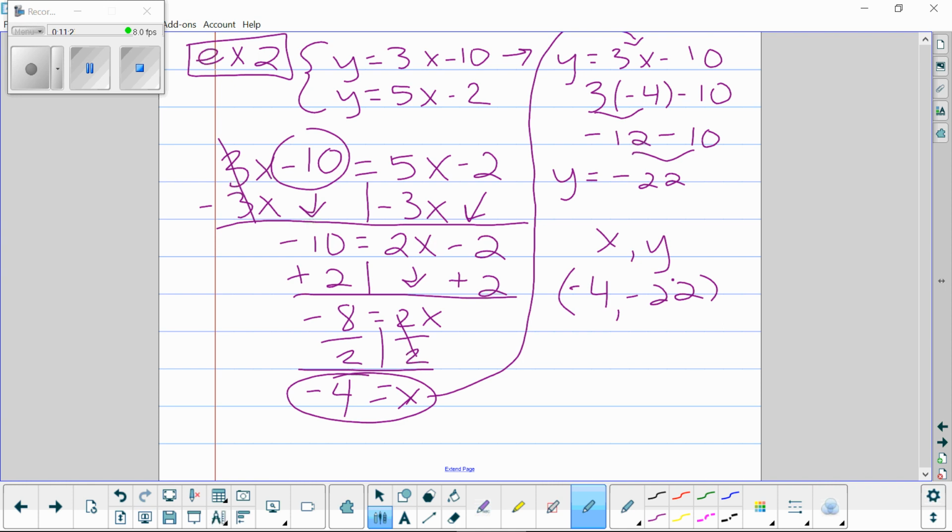Okay, so hopefully this doesn't seem too tricky. That's it for type 1.